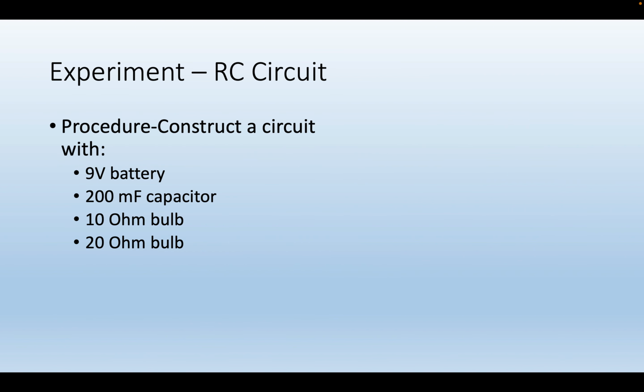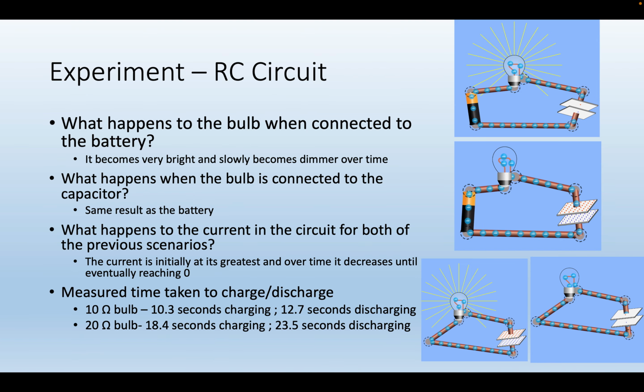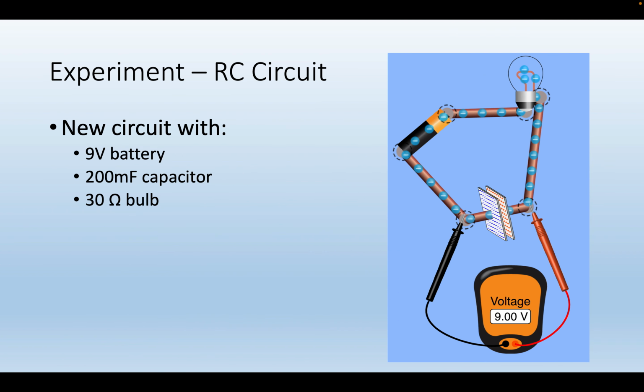All right, so next, moving on to the RC circuit, we were going to construct a circuit with the following constraints. As you can see here, the first question: what happens to the bulb when it is connected to the battery? It becomes very bright and slowly becomes dimmer over time. This is the same result as when connected to the capacitor. What happened to the current in the circuit for both of the previous scenarios? The current is initially at its greatest, and over time it decreases until eventually reaching 0. That is when the bulb goes out. And then we measured the time taken to charge and discharge the bulbs.